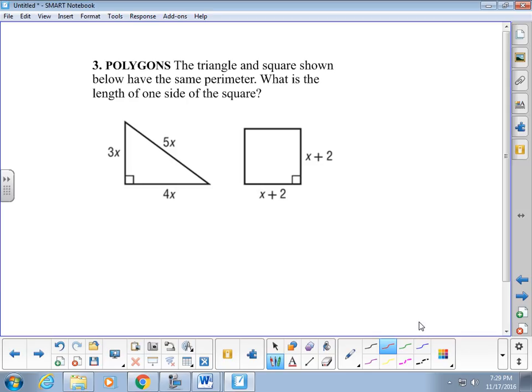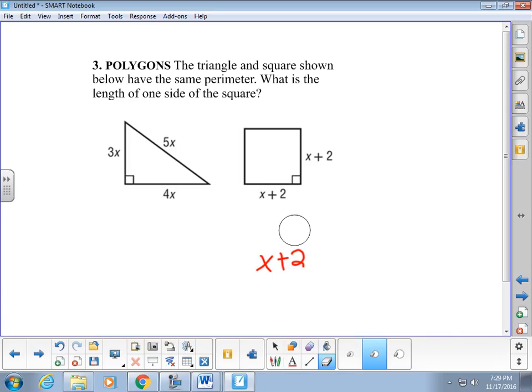Polygons, the triangle and square shown below have the same perimeter. What is the length of one side of the square? Okay, so one side of the square is x plus 2. Okay, this represents that one side of the square. And I know this square and this have the same perimeter.